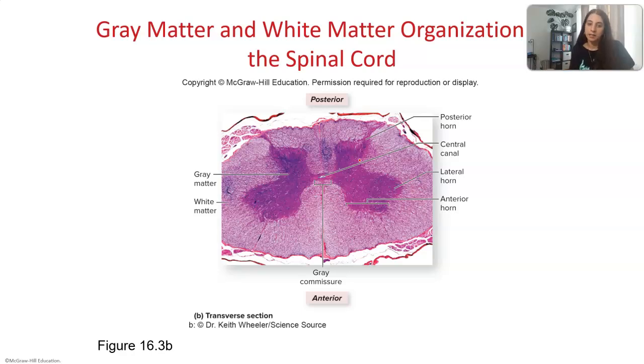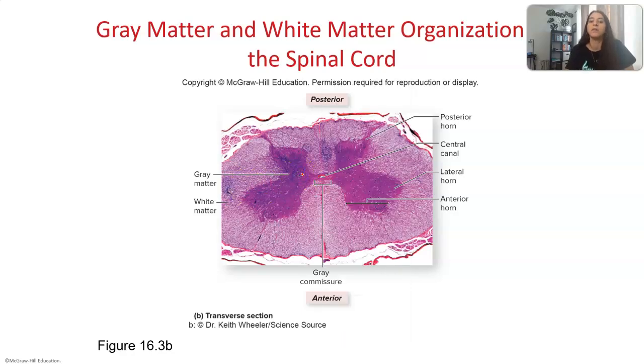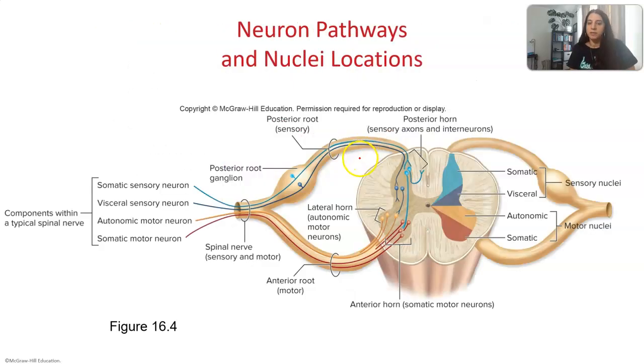And then if we look at a histology image, we can still see this very clear butterfly shape. We can see the posterior horn, lateral horn, and anterior horn, as well as both the gray and white commissure. And right in the center of the gray commissure is the central canal, where we have flow of cerebrospinal fluid. Sensory and motor information is segregated in the spinal cord, and the cell bodies of both sensory and motor are located in different regions.